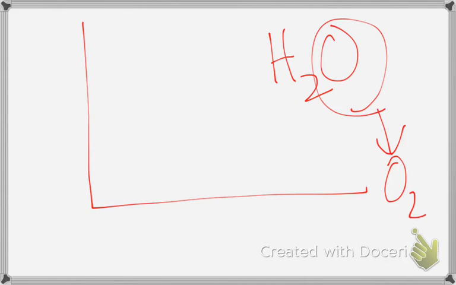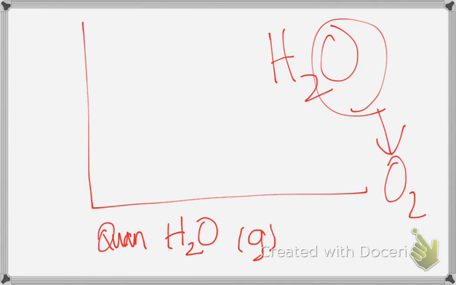independent variable? Which one, as an experimenter, would you manipulate? The amount of water. Okay, so we could just put down here quantity of water in grams. Make sure you're always using your units on your axes. Is this the right place to put it? Yes. Okay, so this is always going to be our independent variable.